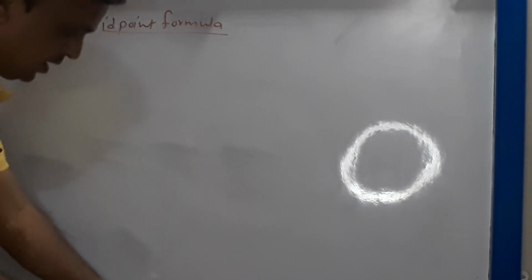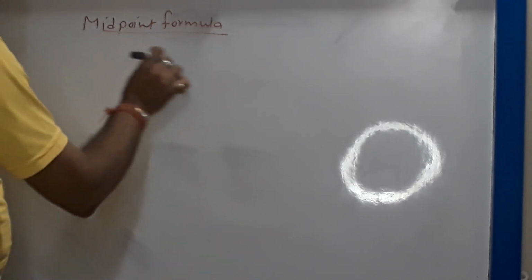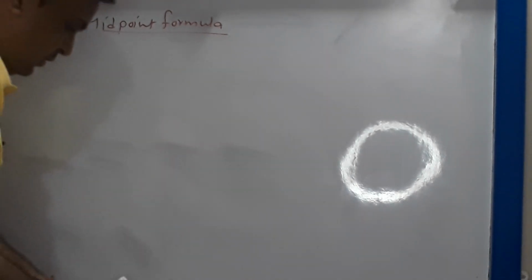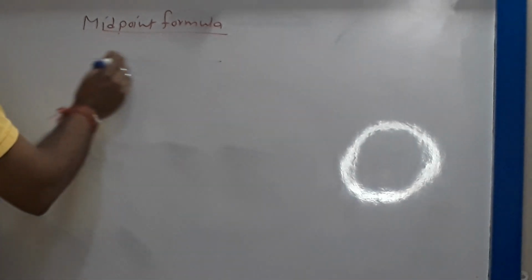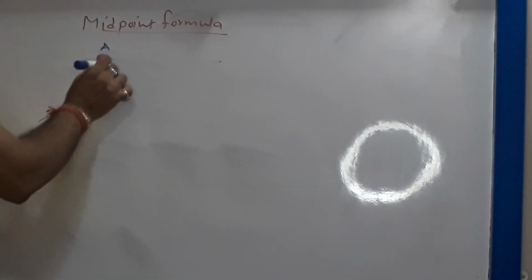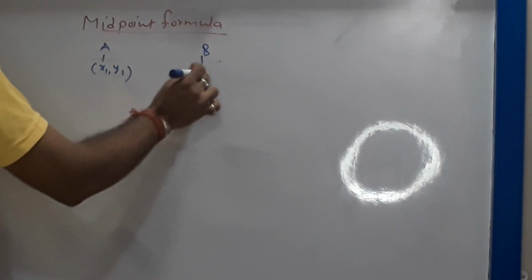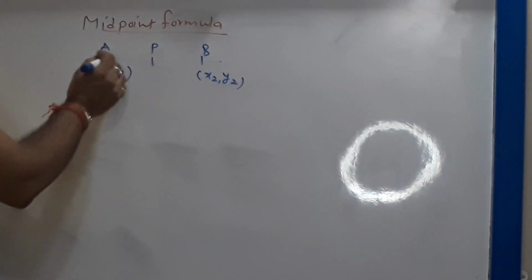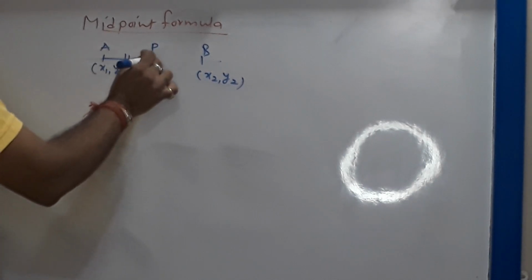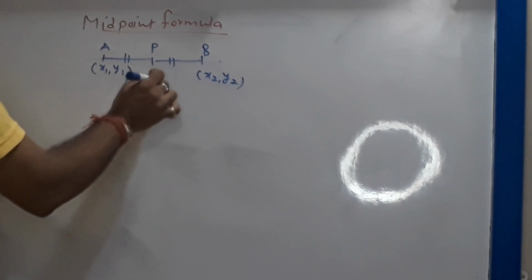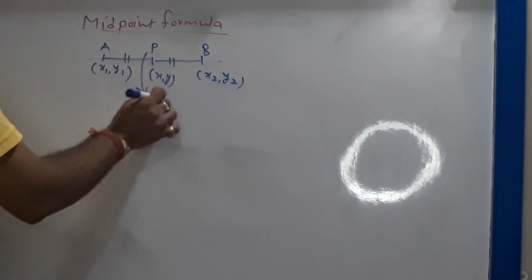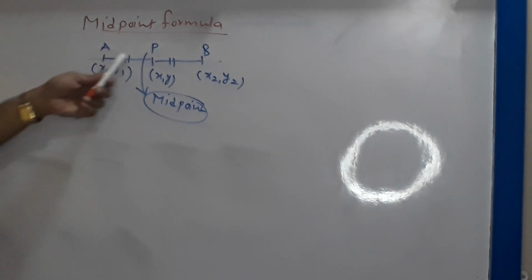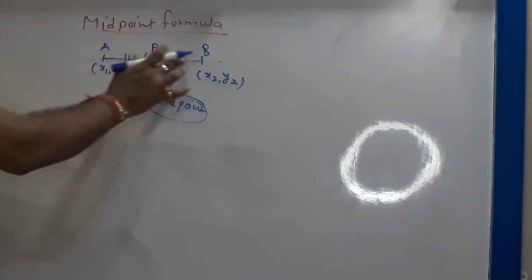The same thing we consider. There are two points A and B: A is x1, y1 and B is x2, y2. And P divides AB equally, so P is the midpoint, meaning PA is equal to PB. P is in the middle. Remember, when P is the midpoint of AB, then P divides AB equally.